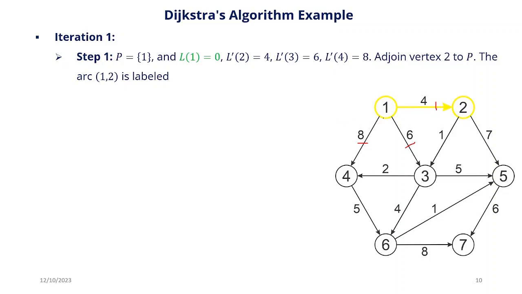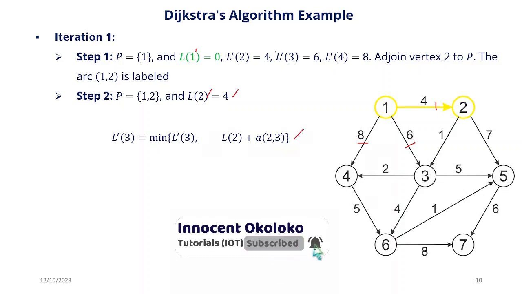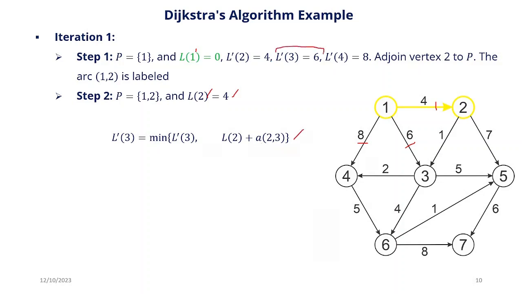So we have already calculated the shortest distance from 1 to 2. In step 2, we set P equal to 1, 2, and the permanent label L2 is equal to 4. This is the first one. From 1 to 2 is equal to 4. Now let's look at the temporary labels. This is the part where we try to fix temporary labels. Originally the temporary label is 6, what we have here, but it is temporary, it's tentative. So we need to check whether we can get something smaller than this 6.